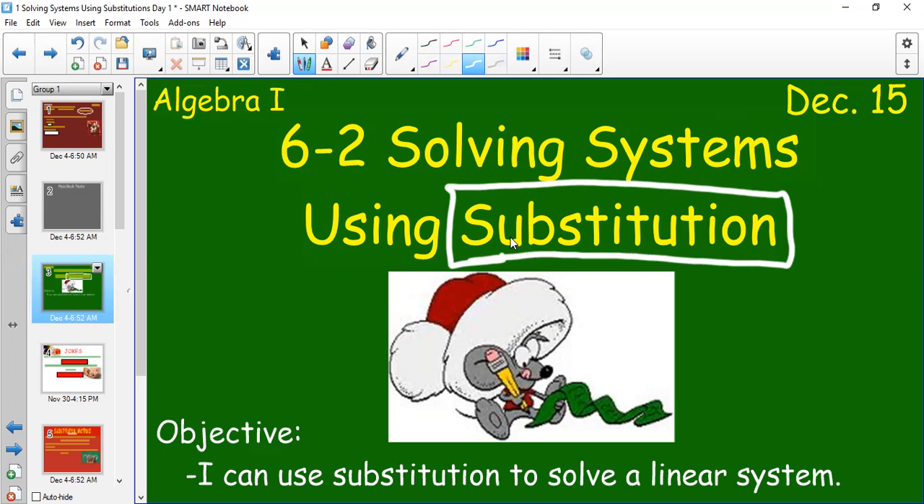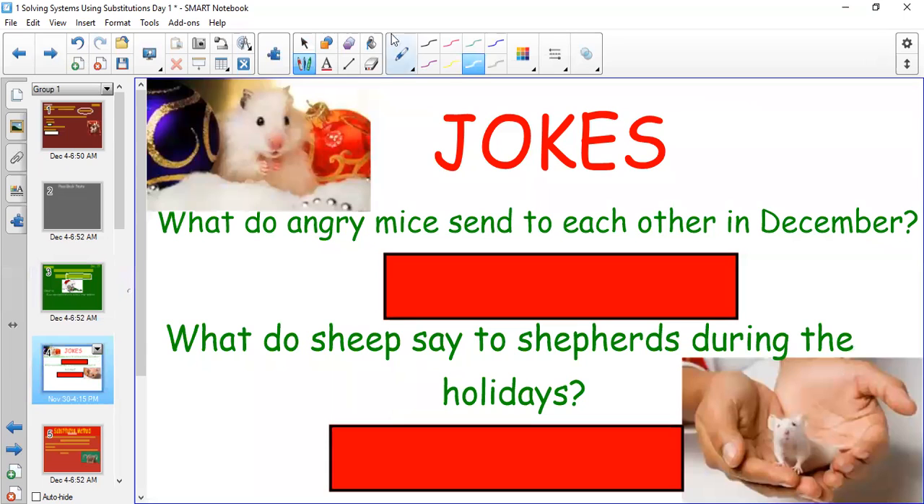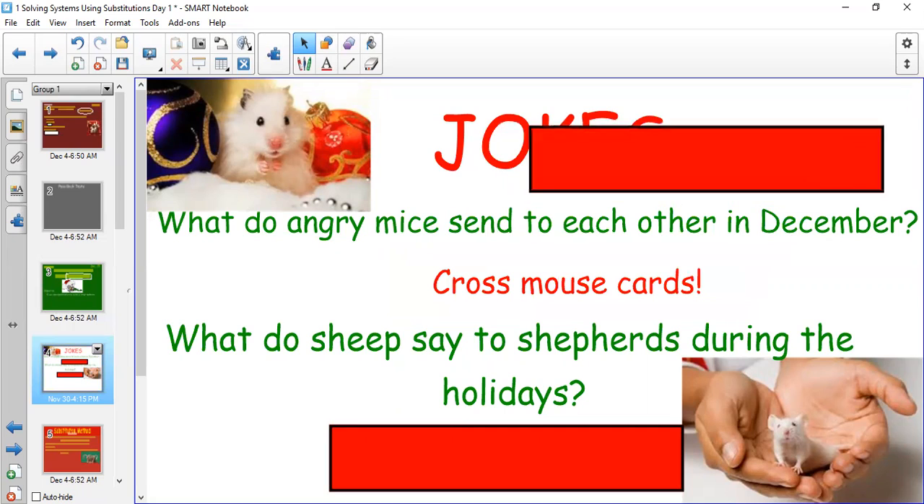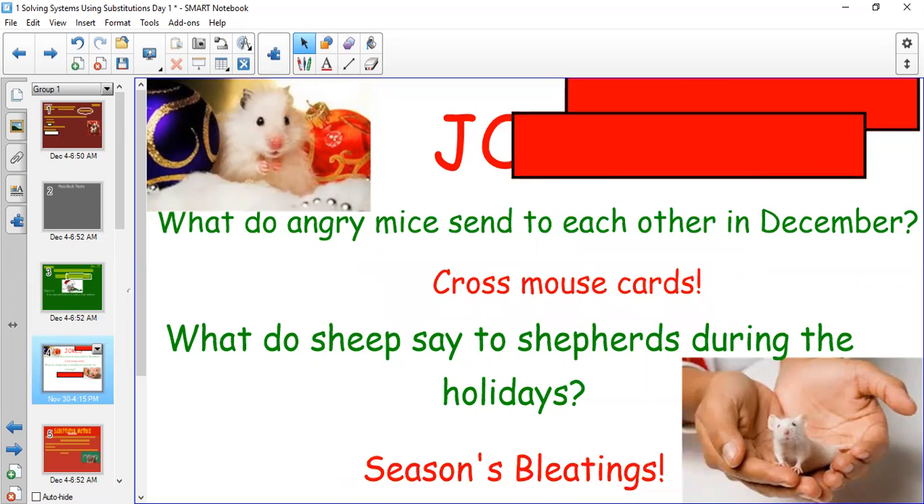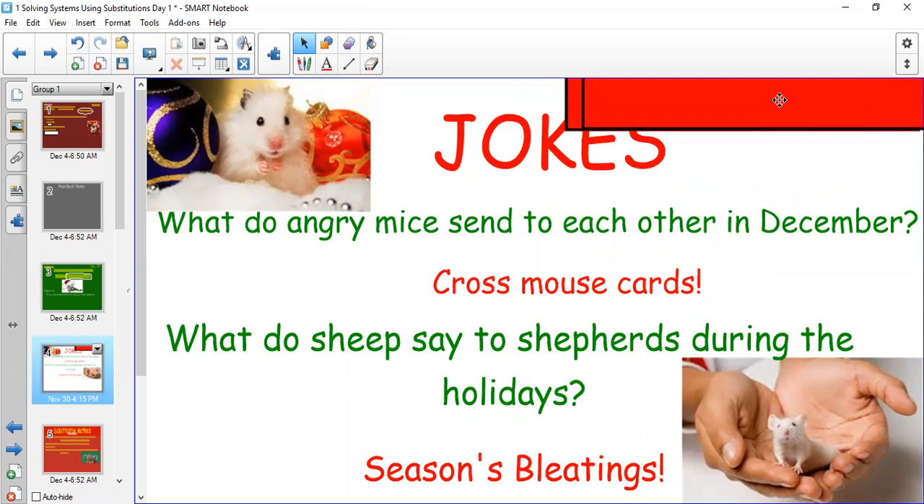And our theme today is mice. So we've got some mice jokes here. What do angry mice send to each other in December? Well, it's not Christmas cards, it's cross mouse cards. All right, what do sheep say to shepherds during the holidays? You have to know what sound a sheep makes. And this is seasons bleedings.